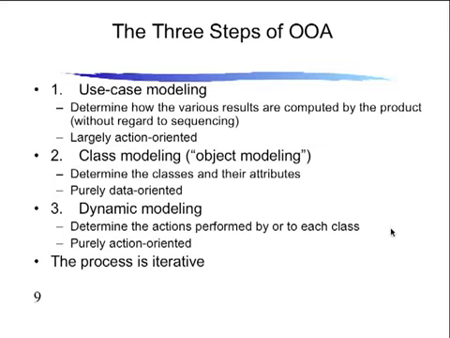So you start out looking at it from a use case scenario approach, or use case modeling, if you want to consider it as the type of modeling that's being done. You determine how the various results are computed by the product without regard to the sequencing or anything. It says, okay, this product is going to be used for, it's an ATM machine. It's going to be used to dispense money, to accept money, and all the different usages. Largely action-oriented, as you can probably notice.